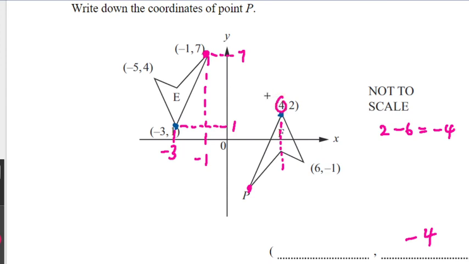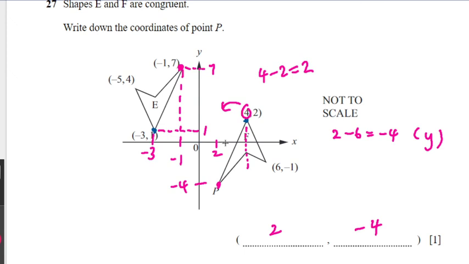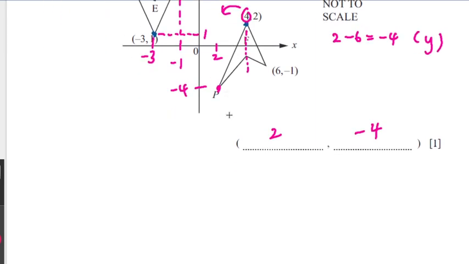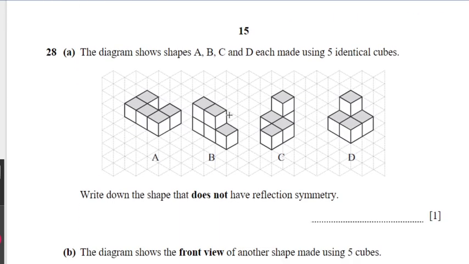this X here, you want to find the X coordinate of P, so you have to minus 2. Okay, 4 minus 2 is 2, so therefore this is 2. Therefore this point here is 2, negative 4. Okay, a bit tricky here, so be careful. They are congruent, so which means the distance from one point to another point should be the same. Okay, careful, yeah. Next one, 28 here.